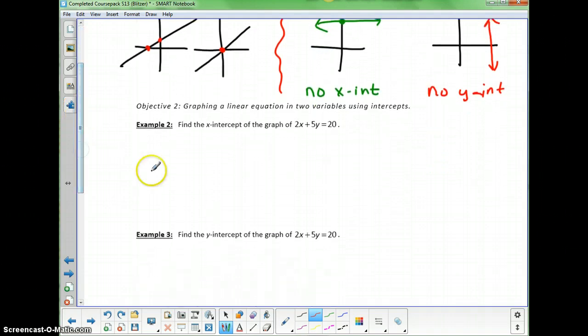Alright, objective 2. Graphing a linear equation in 2 variables using the intercepts. So first of all, we need to find the intercepts. So let's talk about finding the x-intercept, and then we'll find the y-intercept.